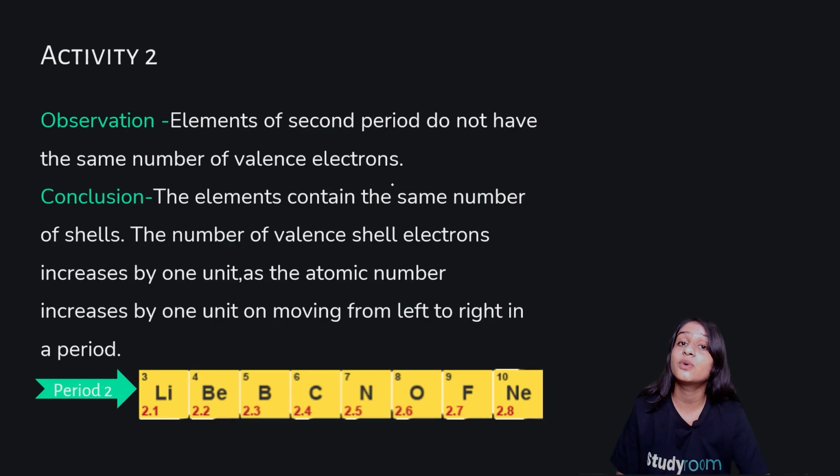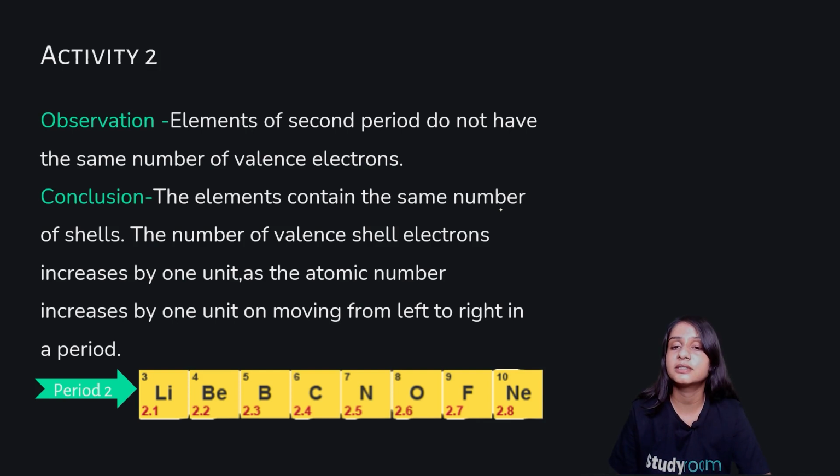Okay, let's do activity 2. Elements of the second period do not have the same number of valence electrons. So the conclusion: the elements contain the same number of shells. The number of valence shell electrons increases by 1 unit as the atomic number increases by 1 unit on moving from left to right in a period. So when you move from left to right in a period, one electron is getting added.